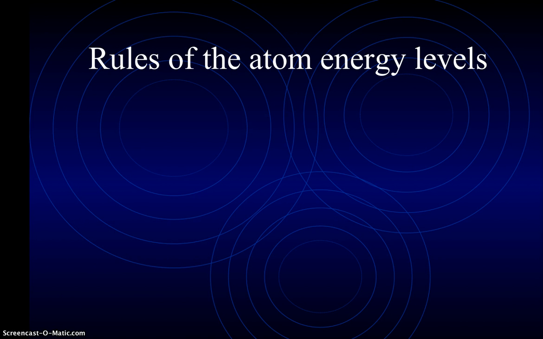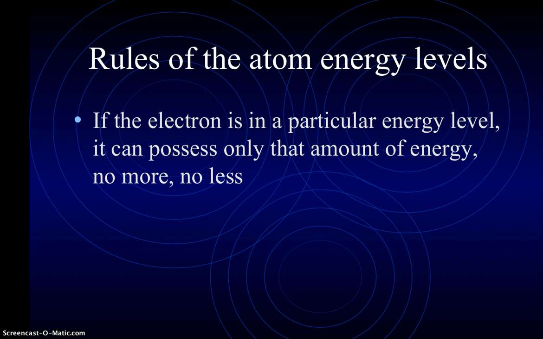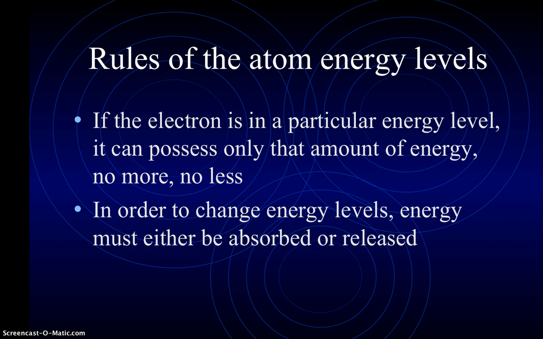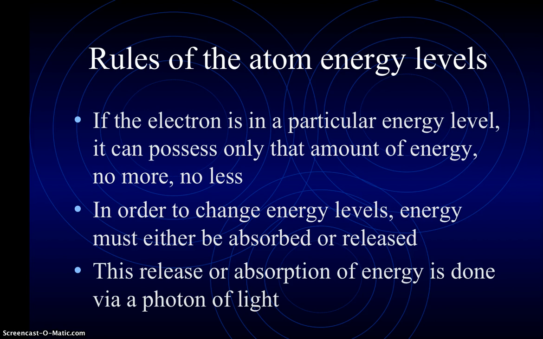So we have to think about the rules of the energy levels. If an electron is in a particular energy level, it can only have that much energy, it can't have any less, and it can't have any more. If it wants to change energy levels, it either needs to absorb some energy or release some energy, so it can go to the next level. And this release or absorption is done through photons of light, which, remember, have a certain amount of energy.